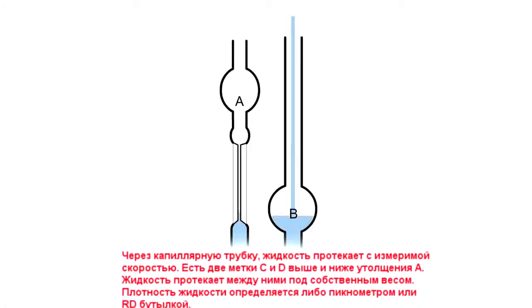Through the capillary tube, the liquid flows with measurable speed. There are two marks, C and D, above and below the bulb A. The liquid flows under its own weight. The density of the liquid is determined either by pycnometer or by RD bottle.